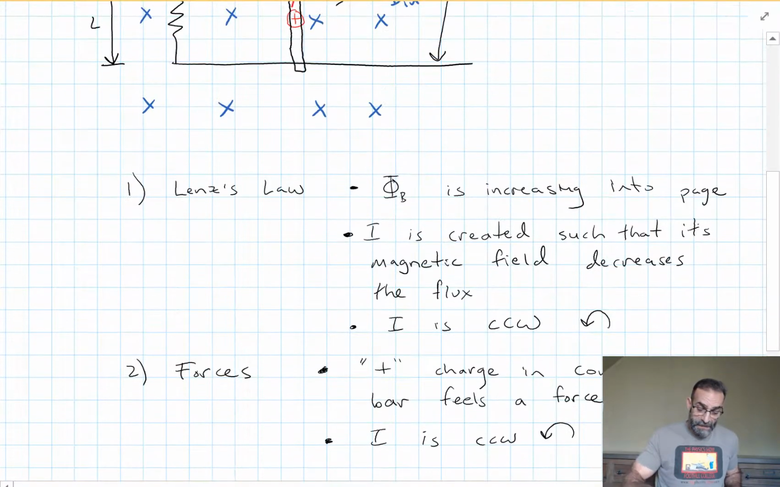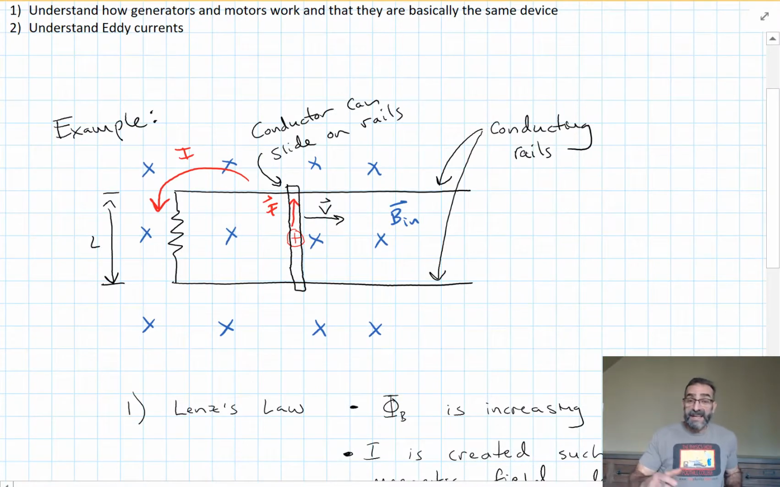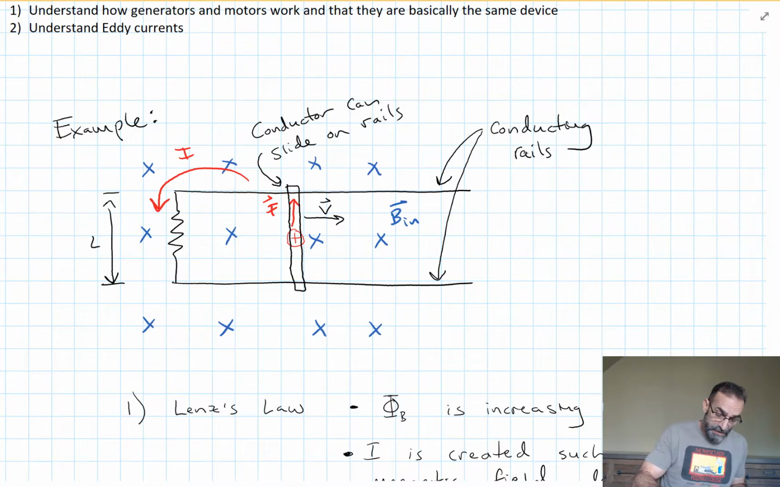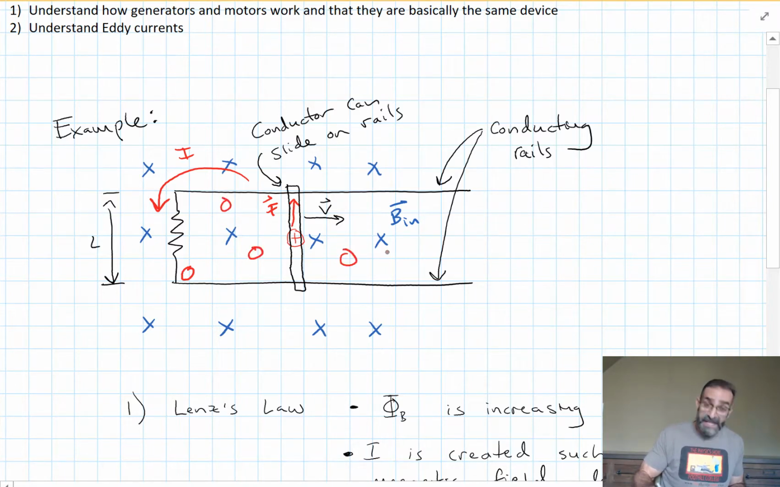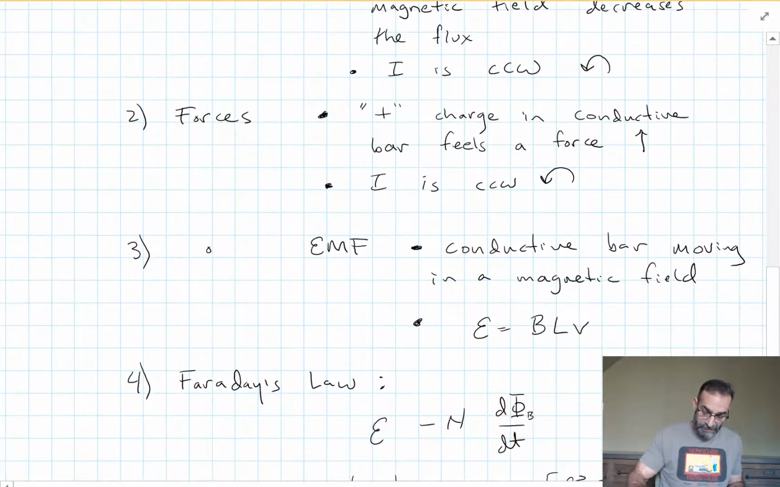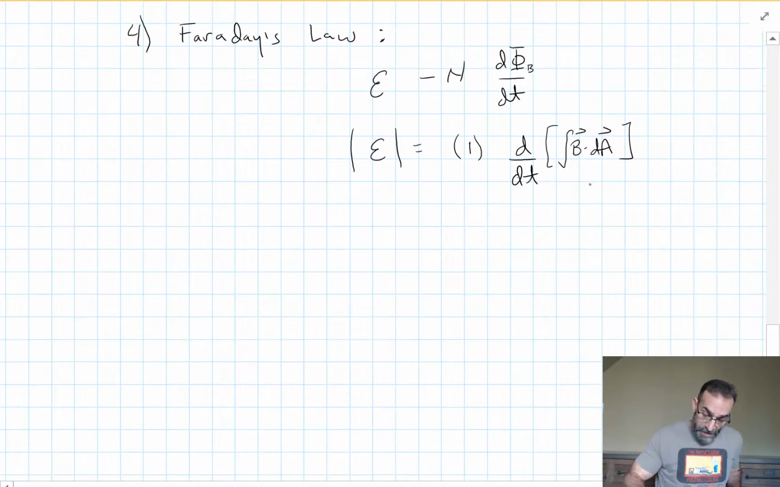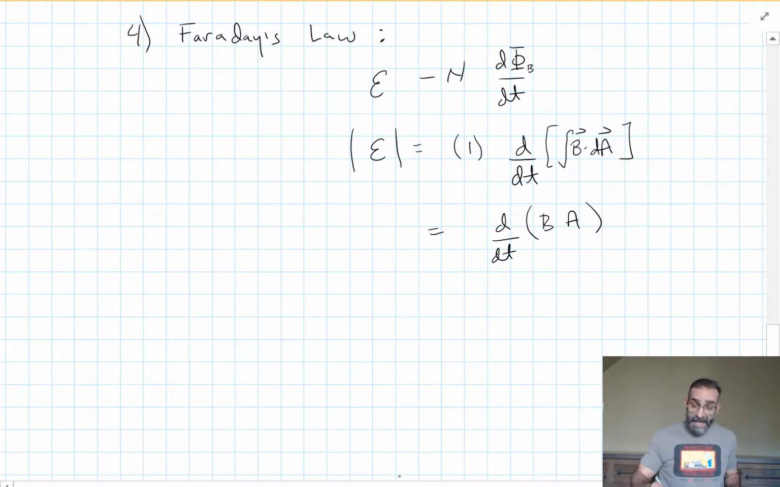And in this case, B is constant everywhere. It's a uniform magnetic field. So if I measure the magnetic field at this little location here, I get the same value as if I measure it over here, same value over here, same value over here. It's a uniform magnetic field. So this integral just becomes B times the integral of dA, which is the area.